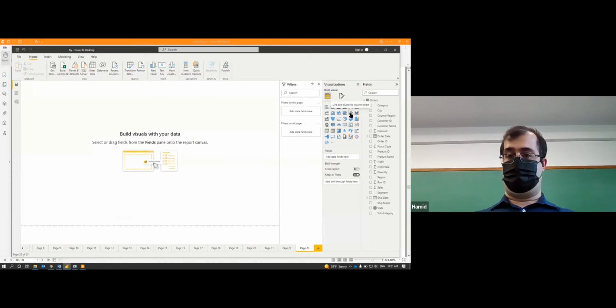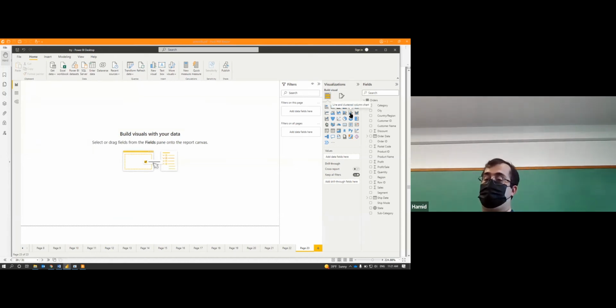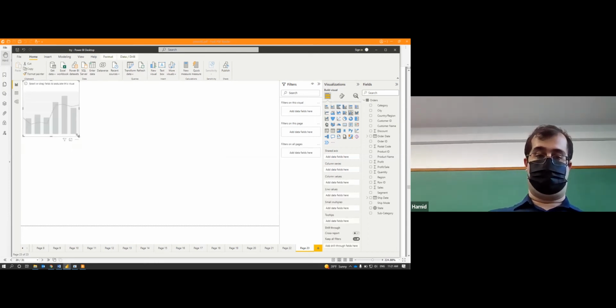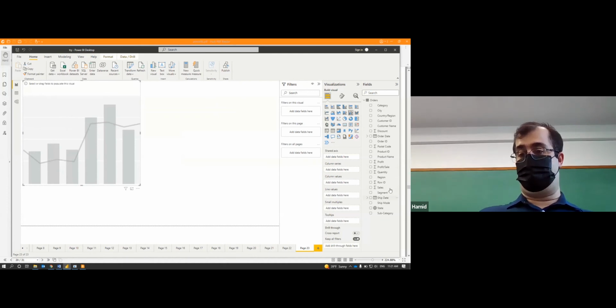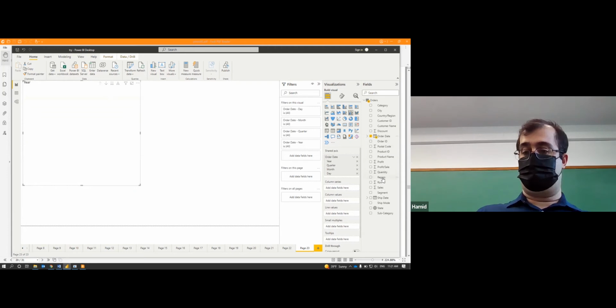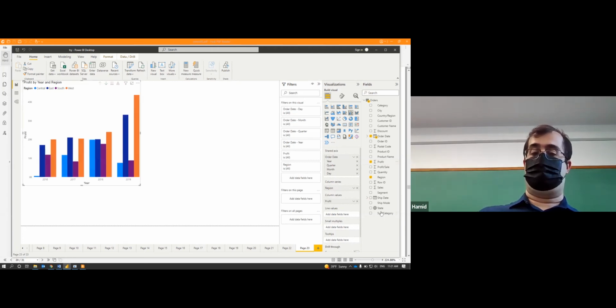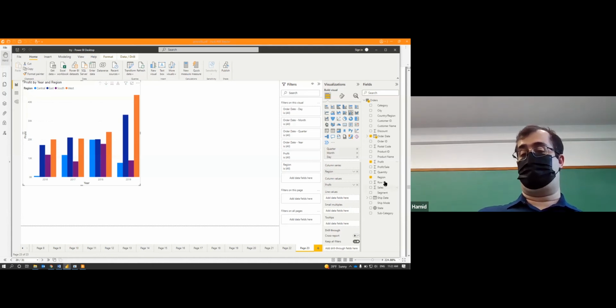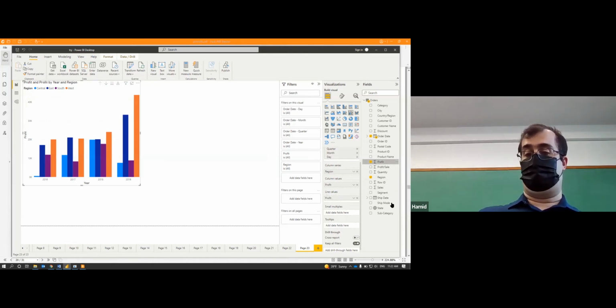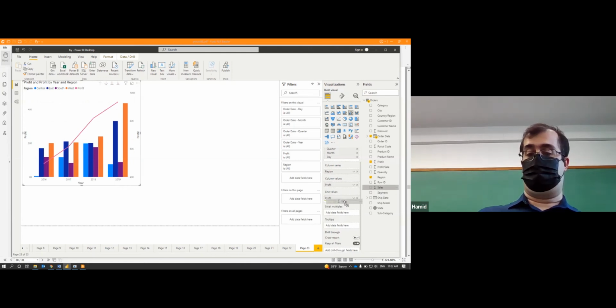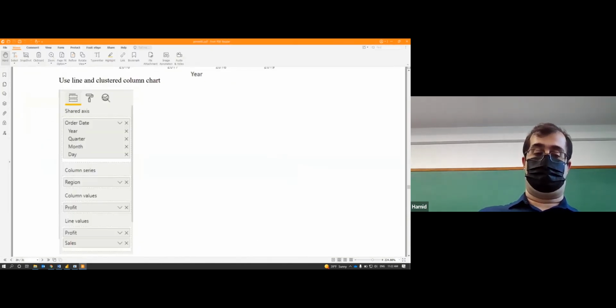Line and clustered column chart is number 5 in the second row. For the axis, I'm putting the order date, column series region, column values profit, and line values, maybe both profit and sale.